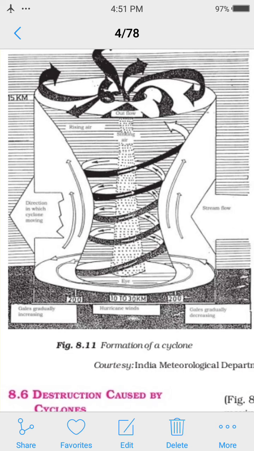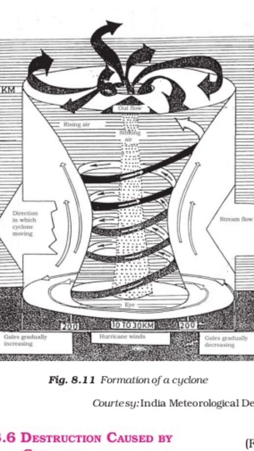Here the center of the cyclone is a calm area. It is called the eye of the storm. Here, figure 8.11, formation of the cyclone, is shown. In the middle, eye is written. This is the eye of the cyclone and it is a calm area. A cyclone is a violently rotating mass of air in the atmosphere. You can see the direction of the air as it moves around that eye.